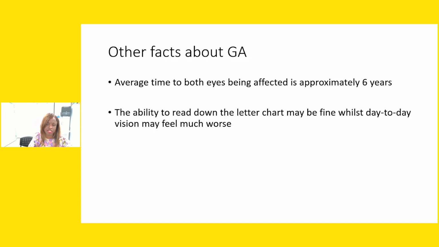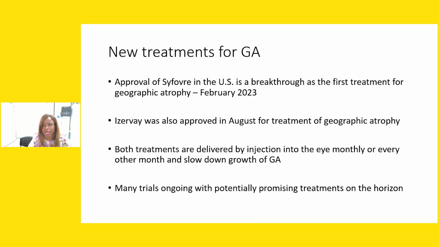The other fact I should emphasize, I think I mentioned this earlier already, is that the average time to both eyes being affected is approximately 5 to 7 years, 6 years. And the ability to read down the letter chart may be all right, fine, whilst day-to-day vision may feel much worse. So it is important that you explain your experience at home with your vision and the activities you like to do to your clinician, so that that can be taken into account.